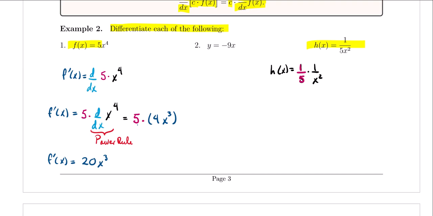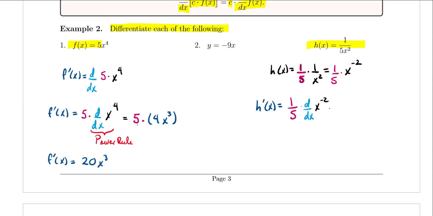Okay, so now we know that the power rule is going to come into play, and at the end, we're just going to multiply by 1/5. Now, in order to use the power rule, though, we do need to rewrite it. So h of x is going to be 1/5 times x to the negative 2. Okay, now let's take the derivative. h prime of x is going to be equal to 1/5 times the derivative with respect to x of x to the negative 2. And there we go.